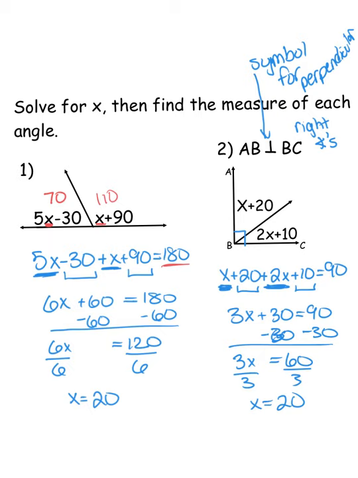If I want to find the measure of each angle, this one is 20 plus 20, so that angle up there is 40. And this one is 2 times 20 plus 10, so that gives me 50 degrees.